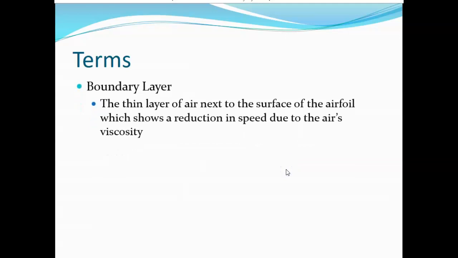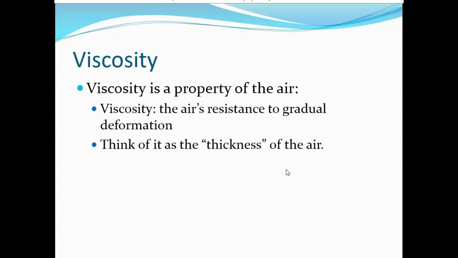So what is the boundary layer? The boundary layer is a thin layer of air right next to the surface of an airfoil. It's about 1/10 of an inch wide, and that layer of air shows a reduction in velocity or speed due to the air's viscosity. So what is viscosity? Viscosity is a property of air. Viscosity is the air's resistance to being gradually deformed as it approaches the airfoil. So think of it as the thickness of air.